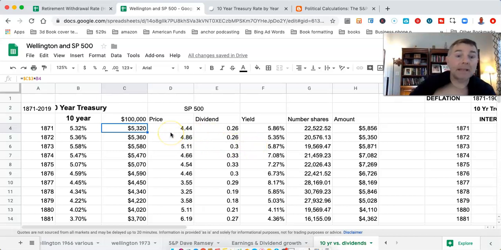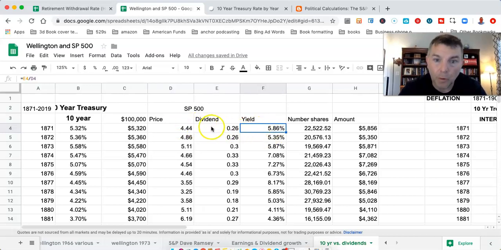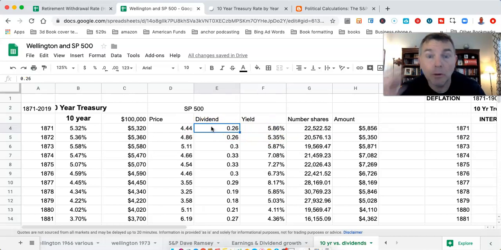All right, so back then in 1871, the S&P 500 wasn't really the S&P 500. I think it was like the Dow 60 or S&P, I don't even know what it was. But whatever, it's the market. Essentially the share price was $4.44. It paid 26 cents in dividends, which means a dividend yield of 5.86%. You take the dividend, the actual dollar amount, in this case 26 cents, divide by the price, and you had a yield of 5.86%.